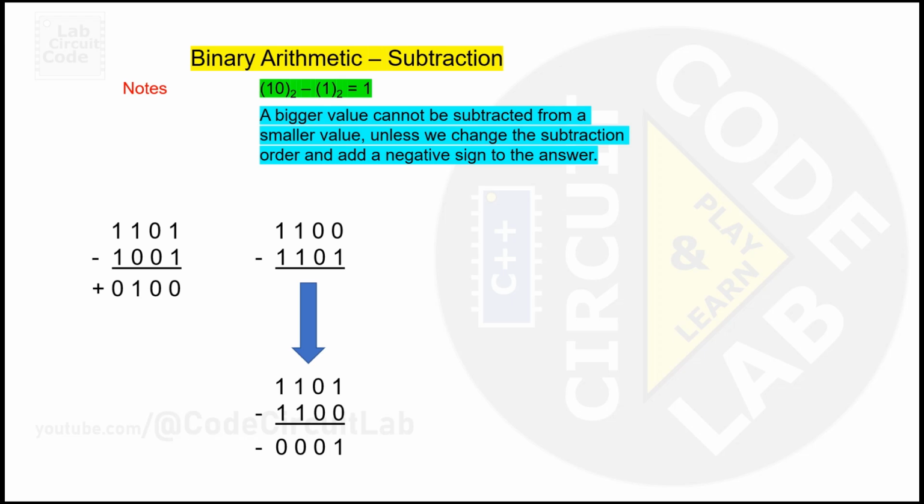As we saw, the answer was 1. However, because we changed the subtraction order, the answer is a negative 1. Another example, 1101 minus 1011. The number at the top side is bigger than the number at the bottom side, so the subtraction can be done without needing to change its order, and the answer will be positive.